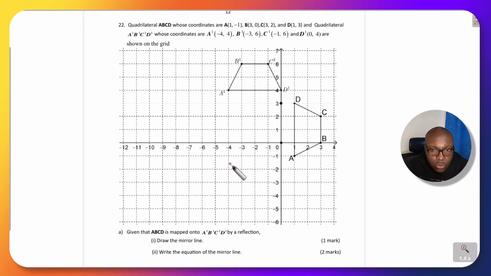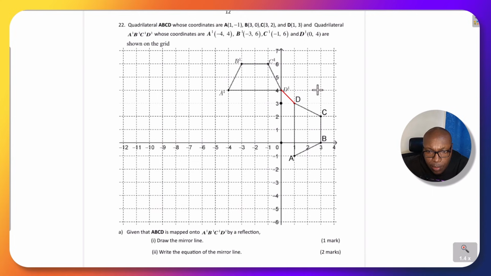So I'll just choose one. I'll choose D and D prime. So I'll simply join that using a straight line. So let me do that. I simply join that using a straight line. So we have D and D prime like that. And then the mirror line is supposed to be exactly at the middle of that line, D, D prime.